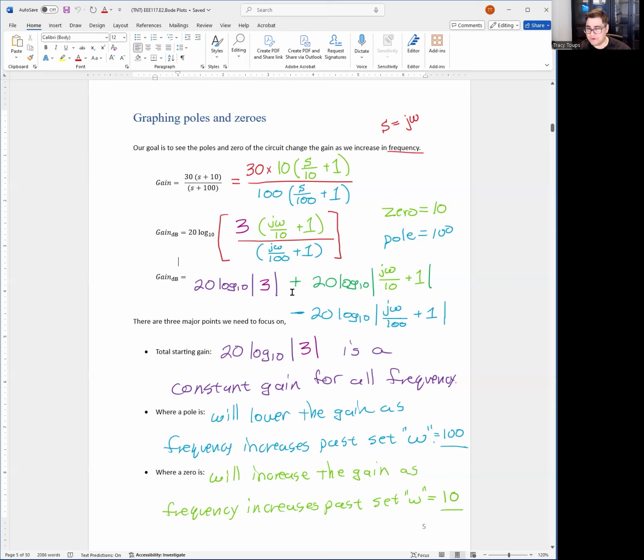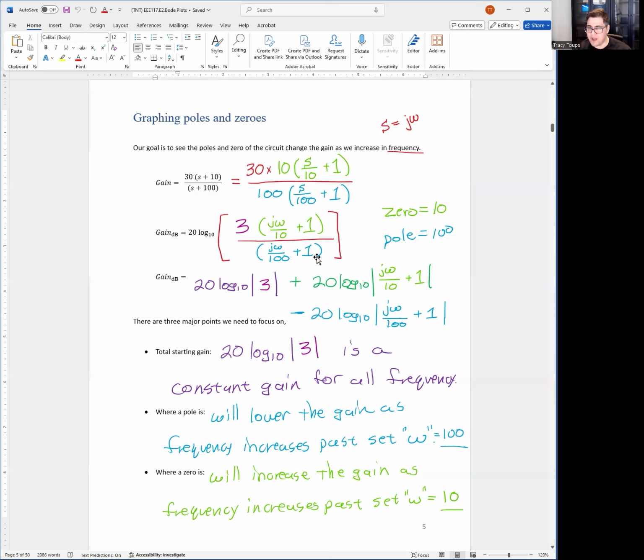Now, that's the first one. The 0 comes in because it's on the top. Above is a numerator. It's positive 20 log times what's in here. So plus 20 log base 10, again magnitudes, |jω/10 + 1|. Okay, because imagine you can't fit imaginary numbers in the log. It's always going to be the magnitude.